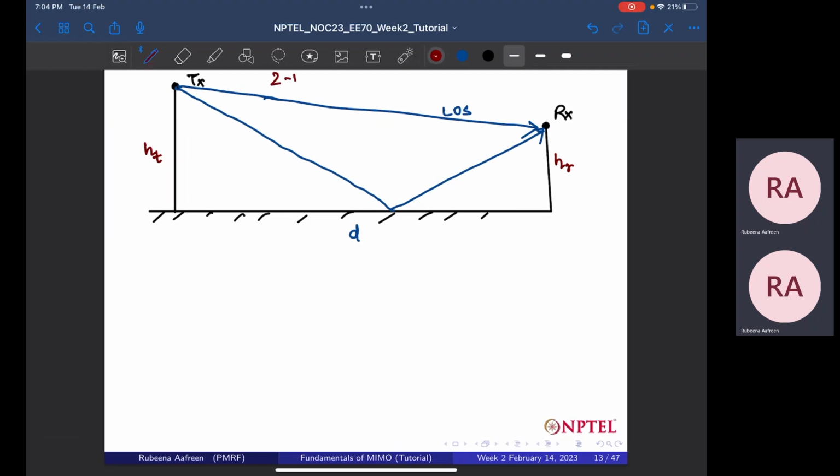I should mention it here. The main thing that we assume in 2D model is that our d, the separation distance between the transmitter and the receiver, is much greater than the height of transmitter or the height of receiver.